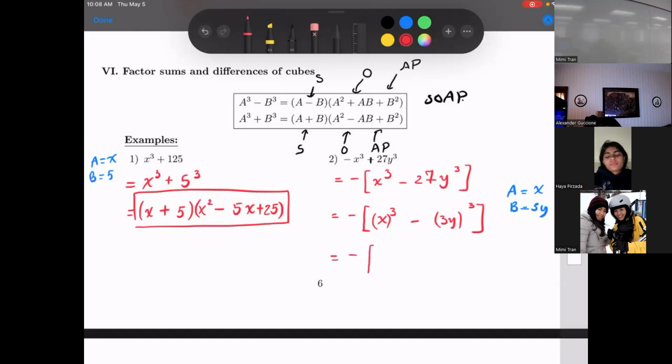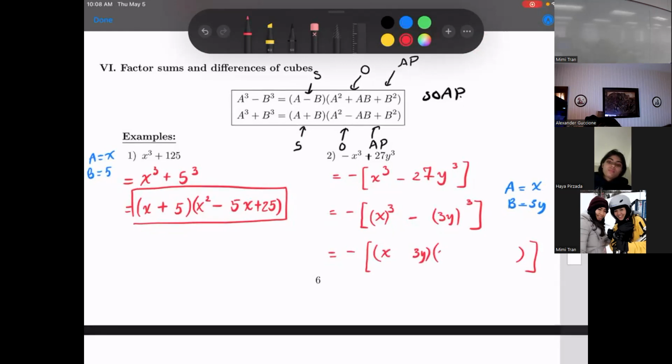Minus. Now I have a binomial and a trinomial. A is x, so plug it in, x. B is 3y. Don't worry about the sign yet, 3y. A times A is x times x, which is x squared. B times B is 3y times 3y. Careful, 3y times 3y is 9y squared. A lot of people just say 3y squared; they forgot to multiply the 3. So 9y squared. And then A times B, so x times 3y is 3xy.